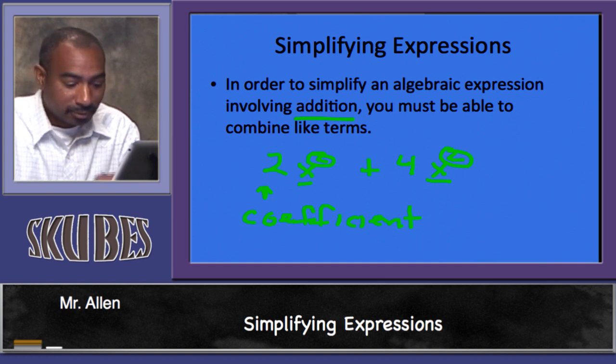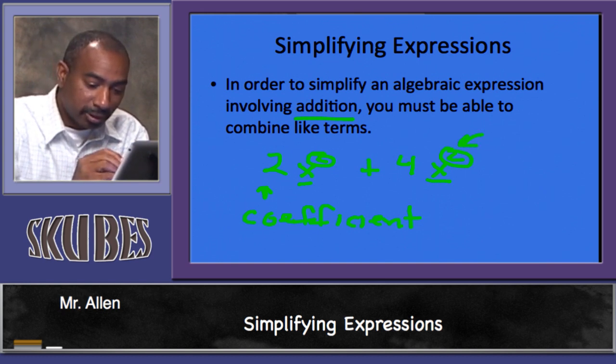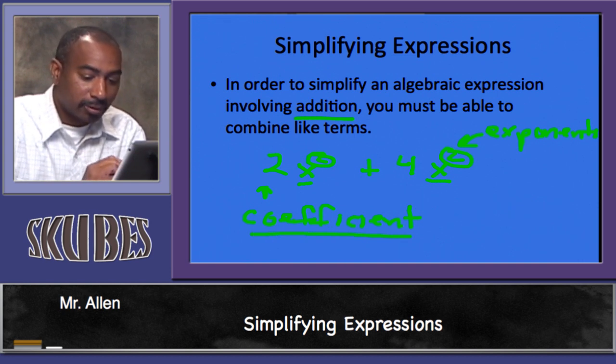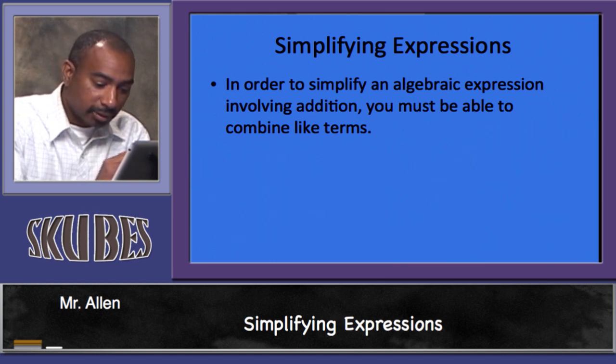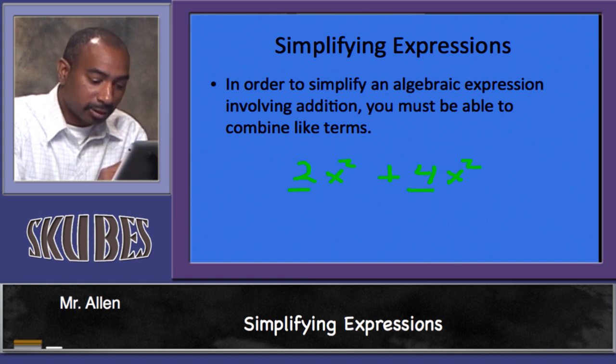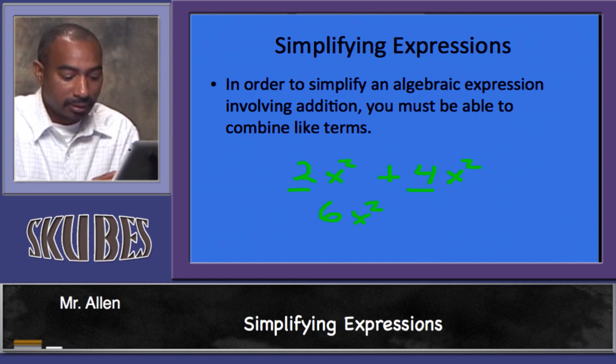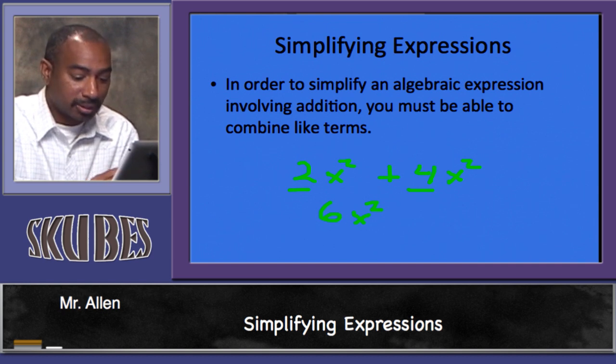You never add the exponents. The power it's raised to is called the exponent. You're just going to add the coefficients. You don't add the exponents. So if you have 2x squared and we're adding 4x squared, you just add the coefficients. So 2 plus 4 is 6. That means you have 6 of them. The coefficient tells you how many variables you have. It stands for quantities. That means you have 6 x squareds altogether.